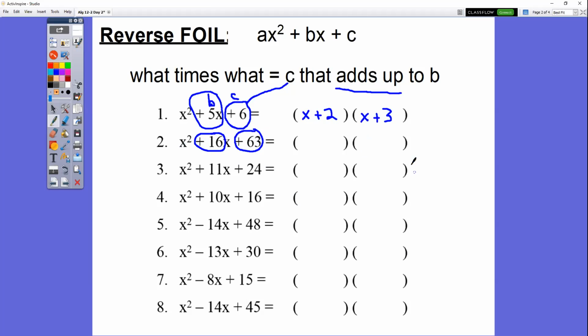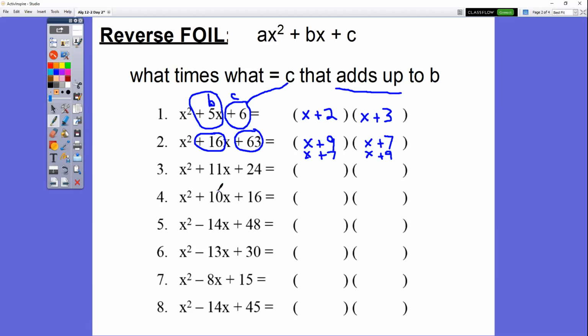I see a couple right answers. I see a couple wrong answers. 9 times 7 is 63, and 9 plus 7 is 16. So it would be x plus 9 and x plus 7. Now, I should have mentioned in the last question, it does not matter the order that you put these in, as long as you have the sign in front of it correct. X plus 9 and then x plus 7 is the same exact thing as x plus 7, then x plus 9. Those are the same exact answers. Both of them are correct.